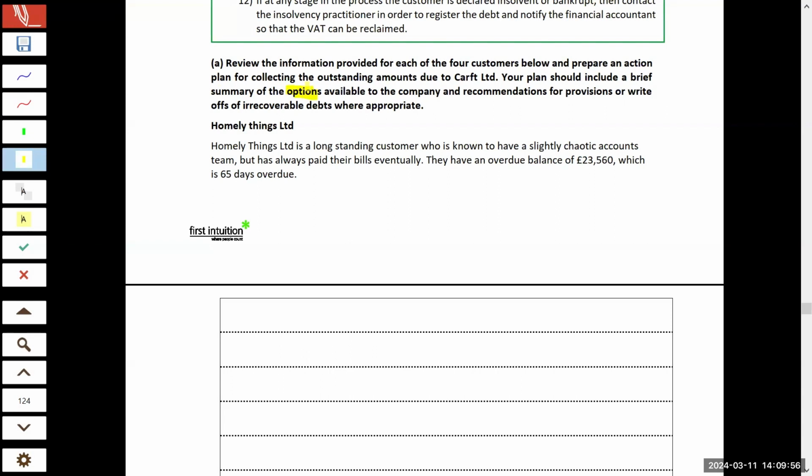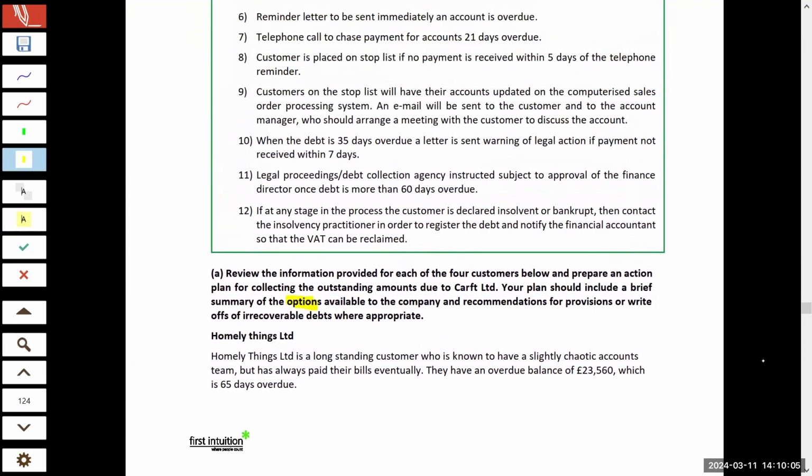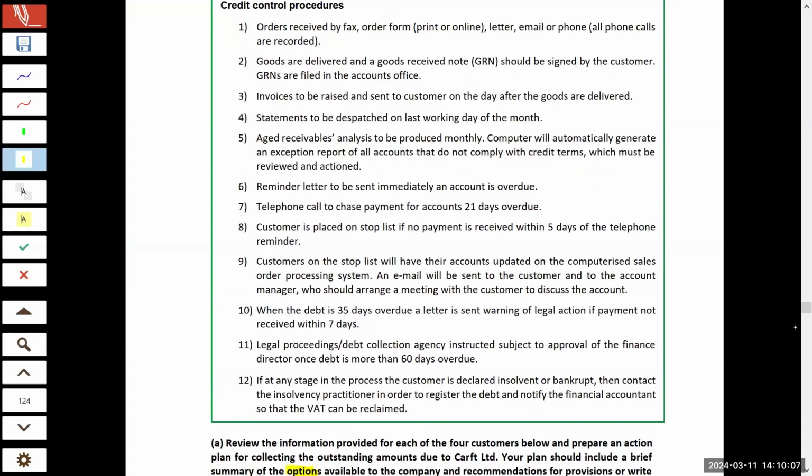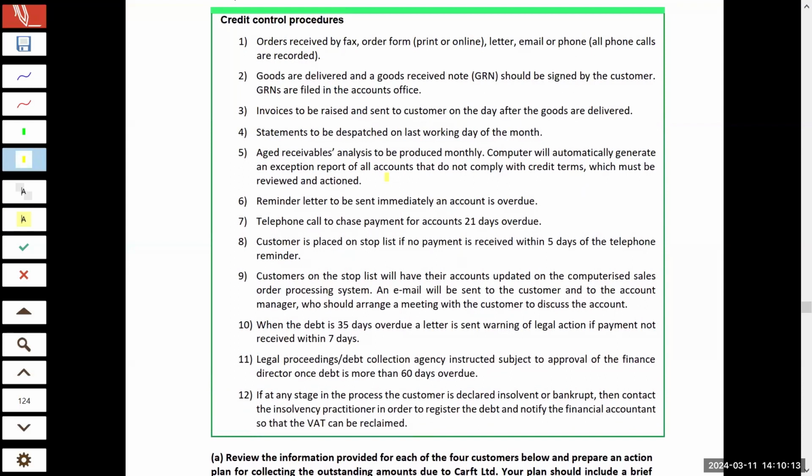They have an overdue balance of £23,560, which is 65 days overdue. Now, at this point, the first thing to do is talk about, okay, well, then what is the policy and procedure? This is essentially a timeline, okay? We're talking about it in different points, obviously numbers 1 to 12, but it's essentially a timeline of events, and we have to place the relevant company in the relevant section.